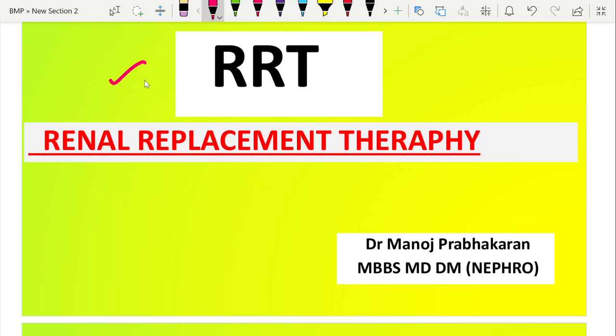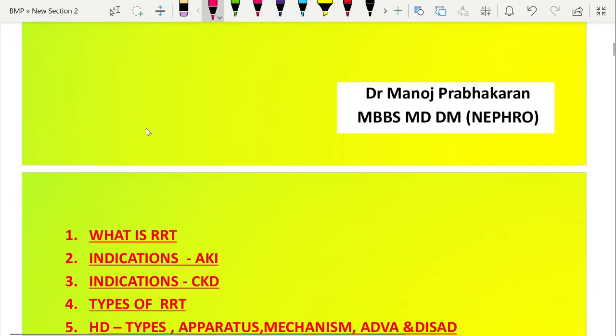Regarding renal replacement therapy, we will see how to write a short note for an MD medicine resident, because this has been asked in a recent theory question. So we will see this in short and how this can be answered. RRT or renal replacement therapy.